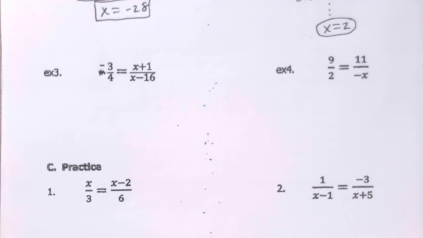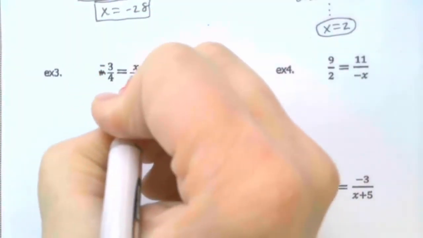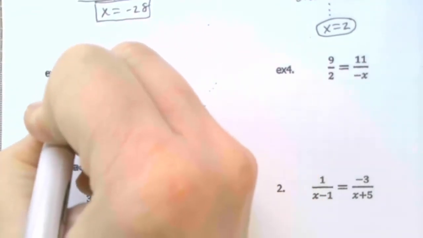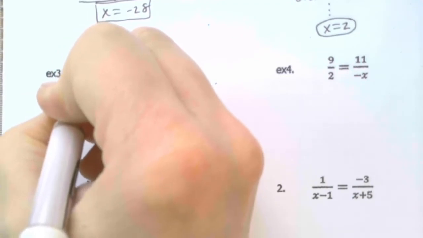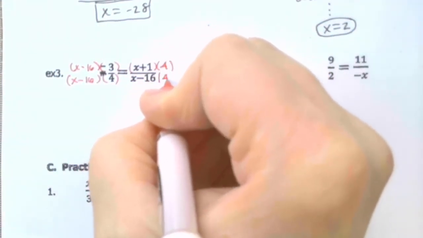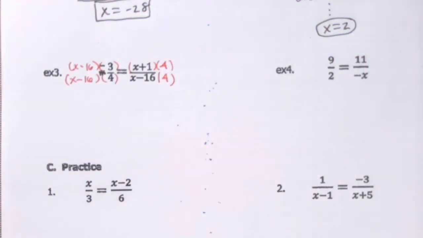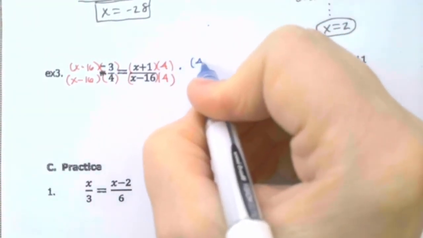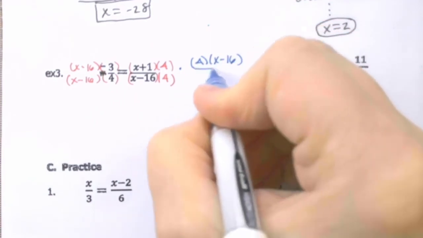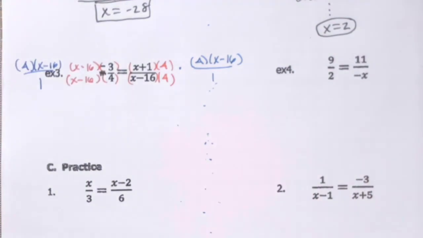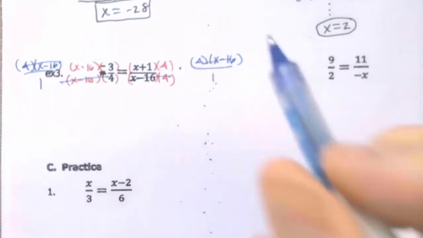Okay, so we're going to use the same skill that I was showing you to move the x minus 16 up. We're going to do a common denominator. So I'm going to multiply the left by x minus 16 over itself. Multiply the right by 4 over 4. Oops, let me put that in parentheses. And now that they match, we're going to get rid of them by multiplying both sides by 4 times x minus 16 over 1. This makes all the bottoms cancel out.